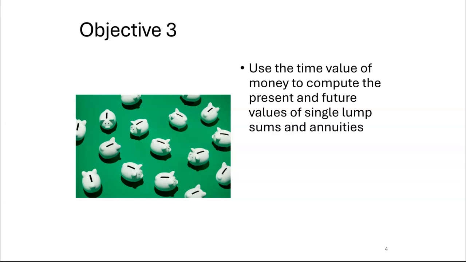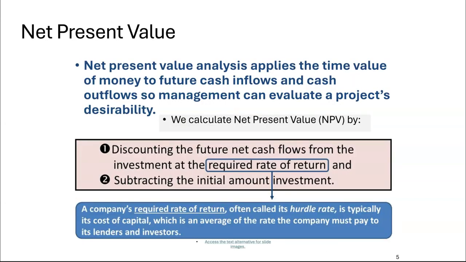Now, we use the time value of money to compute the present and future value of single lump sums and annuities. So, net present value analysis applies the time value of money to future cash inflows, and we calculate net present value. We're going to be discounting the future net cash flows for investments at the required rate of return. How much do the investors expect to receive if they take their money and put it into the project? So we're going to look at the present value of the future sums we're going to receive and subtract out what they want to initially invest.